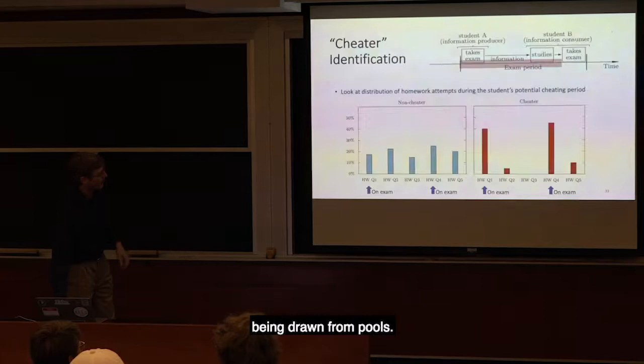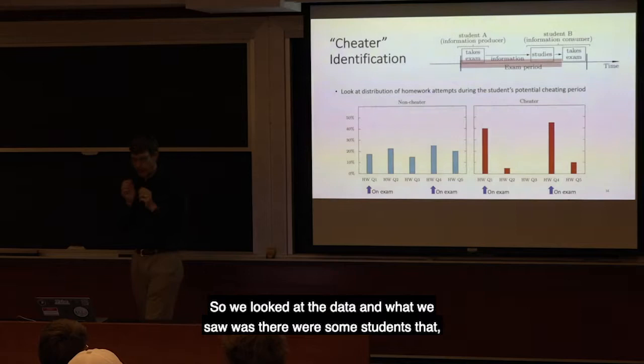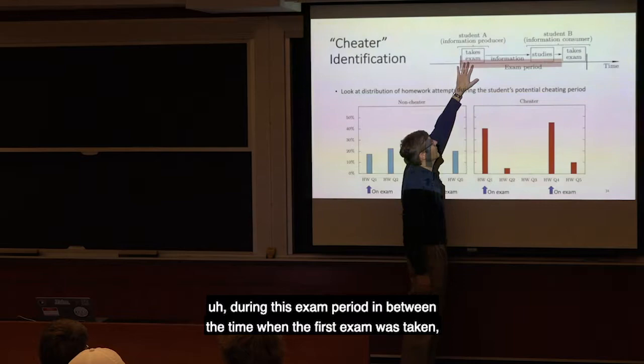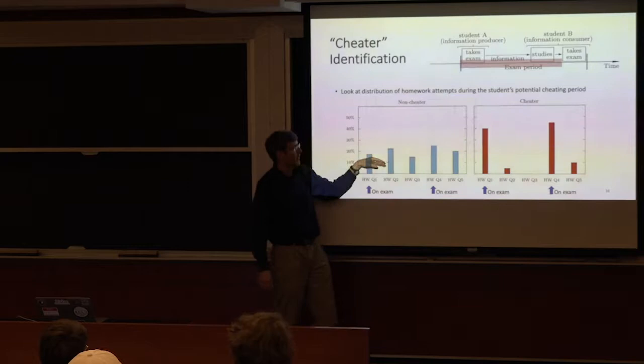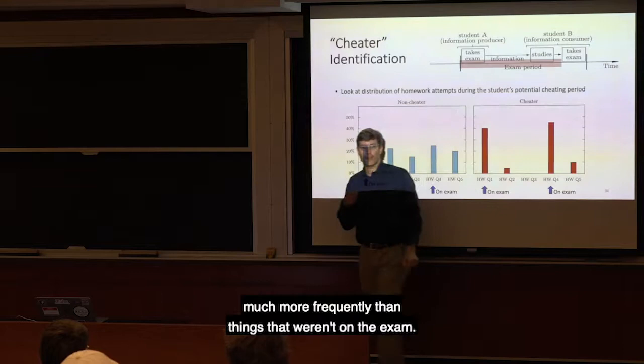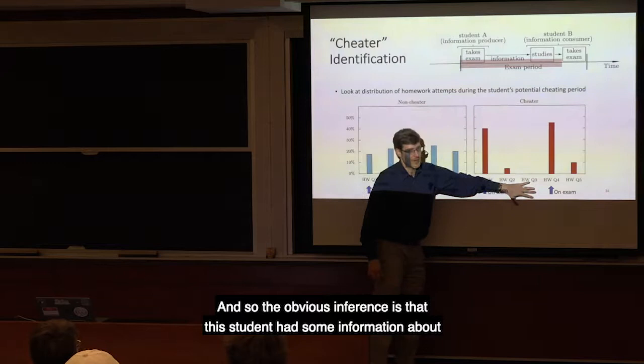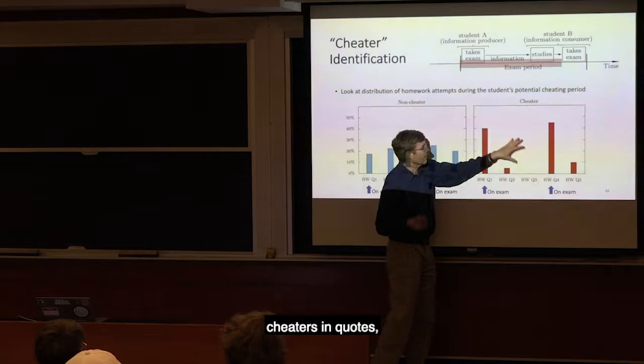So we looked at the data, and what we saw was there were some students that during this exam period, between the time when the first exam was taken, we looked at what problems they went back to the homework system to study. Some students studied everything roughly equally. And there were some students that studied things that happened to be on the exam much more frequently than things that weren't on the exam. So the obvious inference is that this student had some information about what was on the exam. And so we labeled these people as, again, cheaters in quotes, people that were trying to exploit information.